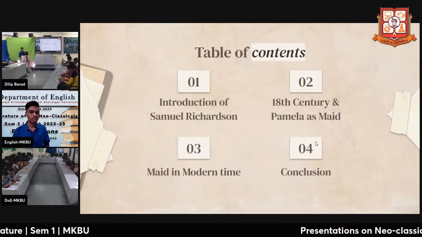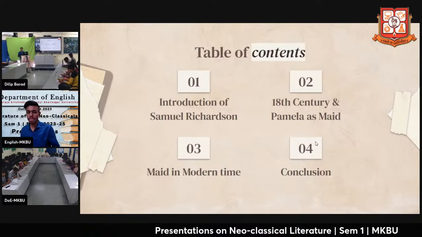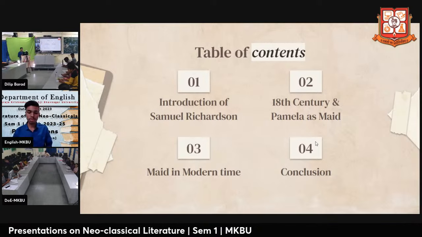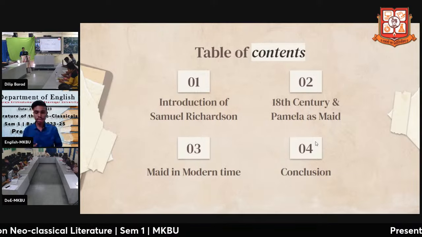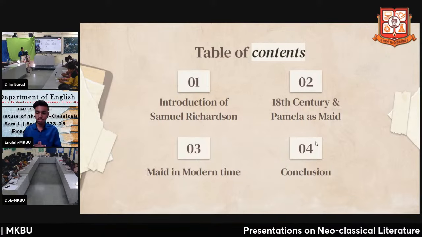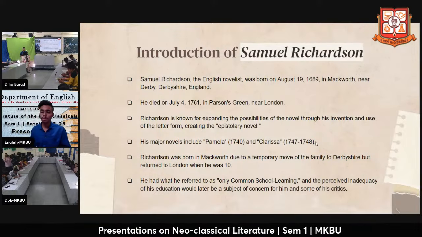First we will discuss the introduction of Samuel Richardson. Second, the 18th century and Pamela as a maid. Third is the maid of modern time. This is the main point of this presentation. And then we will come to the conclusion.